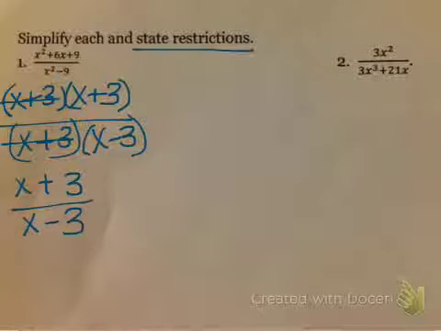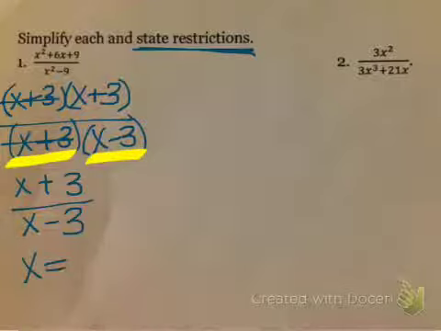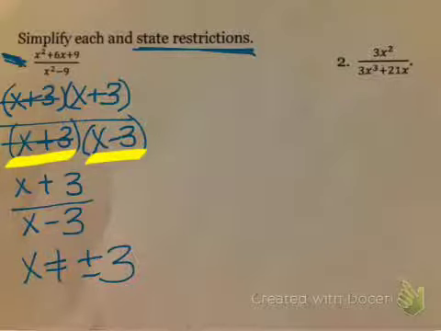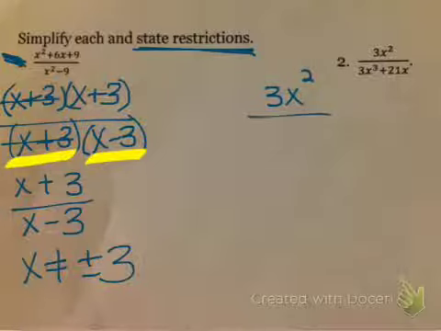Now, state restrictions, that just means what values would actually make this undefined. So if I look at x plus 3 and x minus 3 before I cancel, x cannot be plus or minus 3. If it was, the original problem wouldn't exist. It would be undefined.